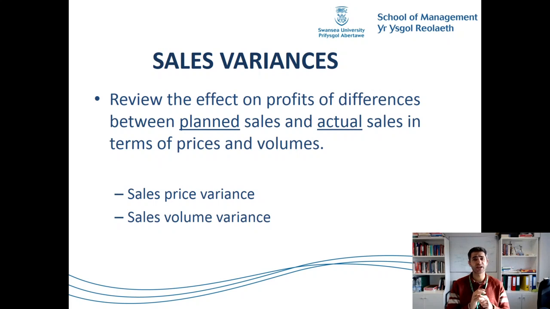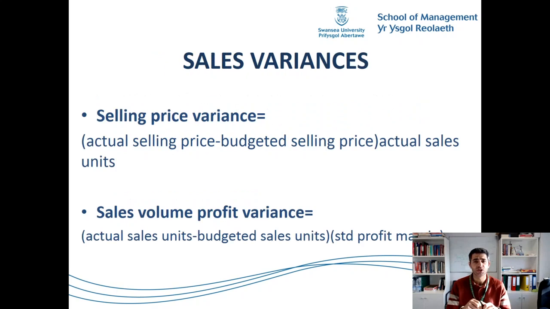In terms of sales variance, again, we have two formulas for sales variance. We have the sales price variance and the sales volume variance. Okay, and when it comes to sales variance, as I mentioned, it's the difference between the planned sales and the actual sales. And again, this is in terms of price and in terms of volume. Okay, let's have a look. So these are the two formulas which you need to list here.